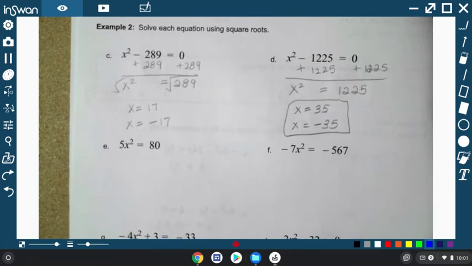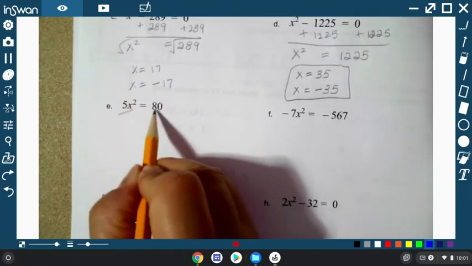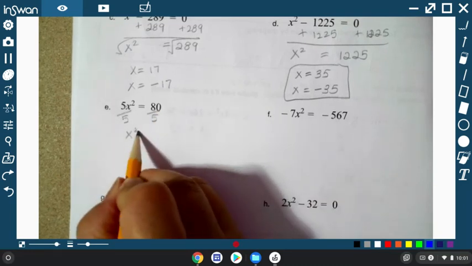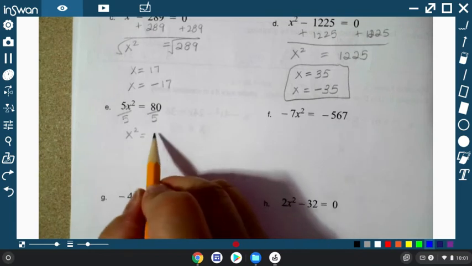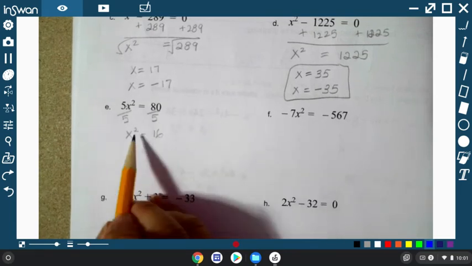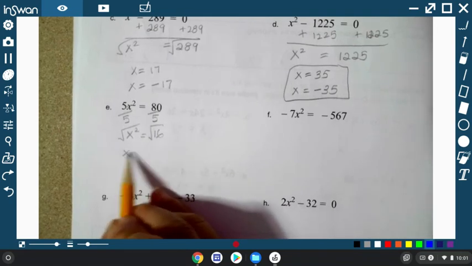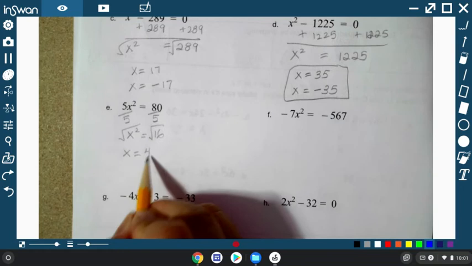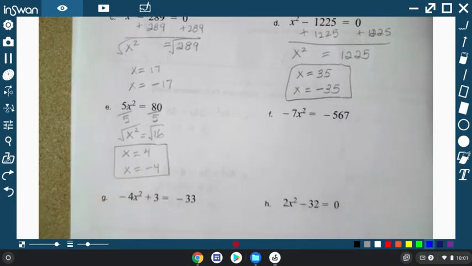Now, what happens if it's multiplication? Same thing, I want to isolate. This is 5 times. So I'm going to divide by 5, divide by 5. X squared equals, and this comes out to a perfect 16. There's no number in front, no number on the side. Let's square root both sides. And try it with your calculator. I believe this is a perfect 4 and negative 4. So I have 2 solutions.